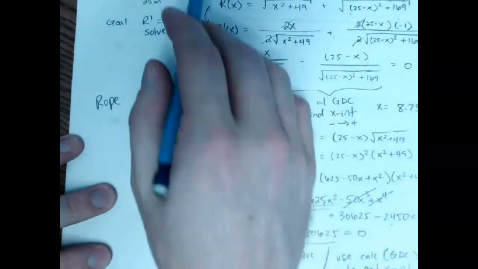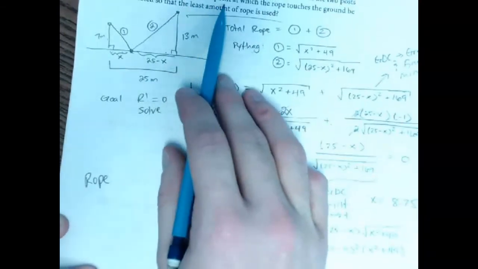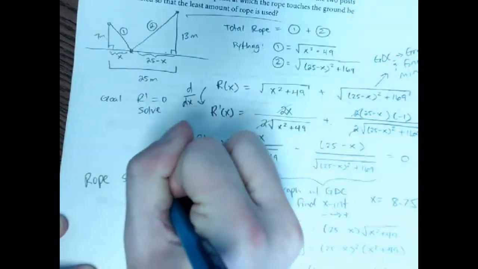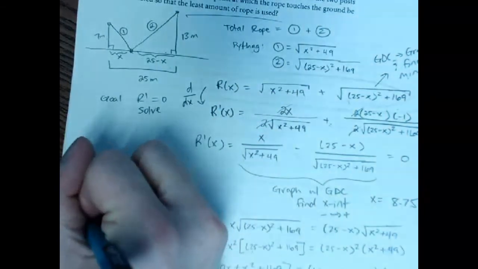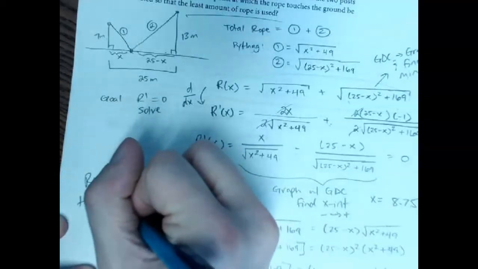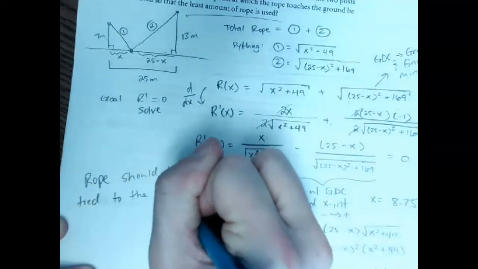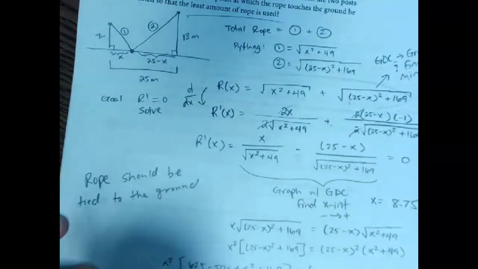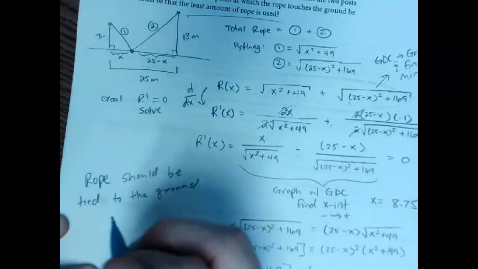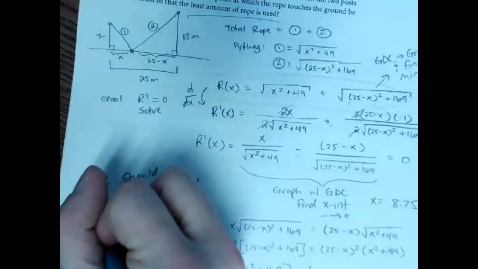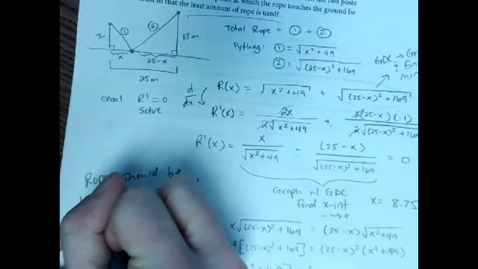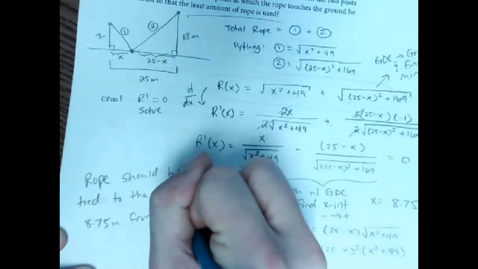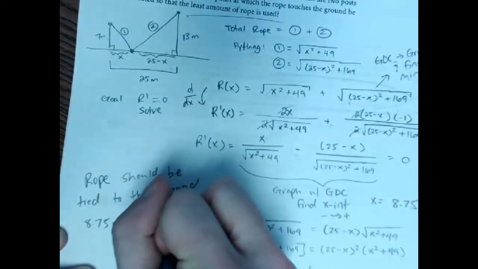The question says, where should the point at which the rope touches the ground be located? The rope should be tied to the ground. You can't just say x equals, right? Because we created that variable x. You have to define what it is. And here, that x, a rope should be tied to the ground 8.75 meters from the 7-meter post.